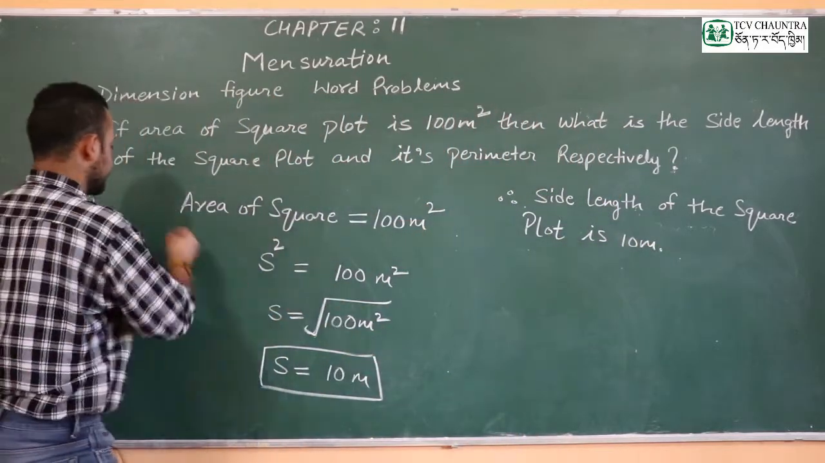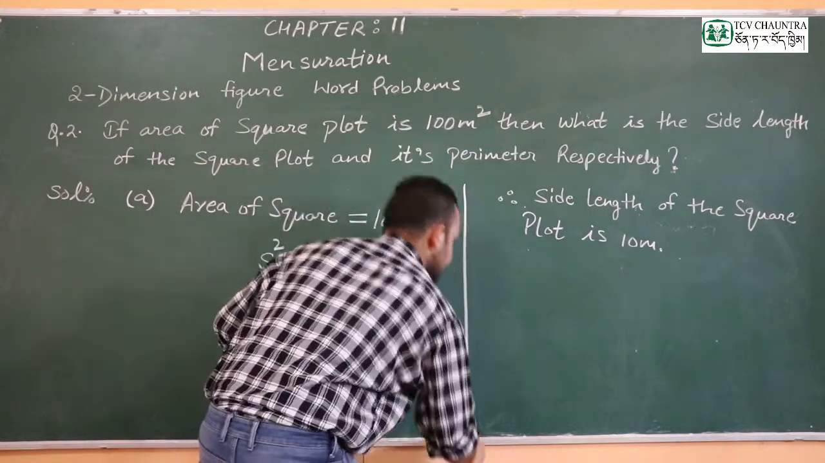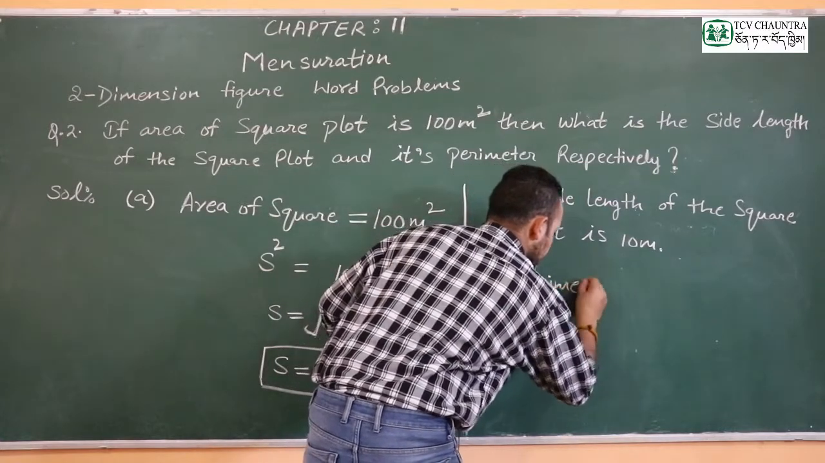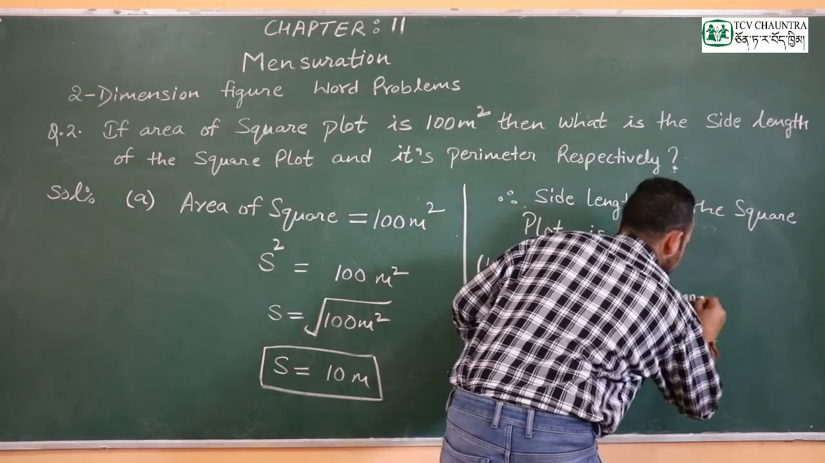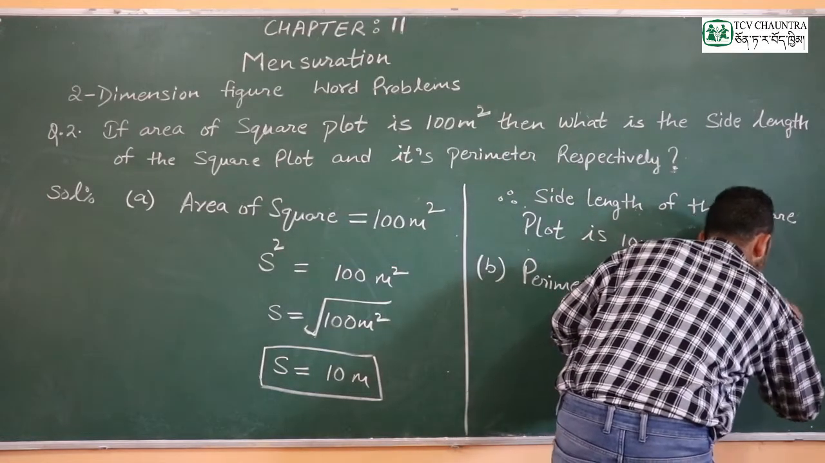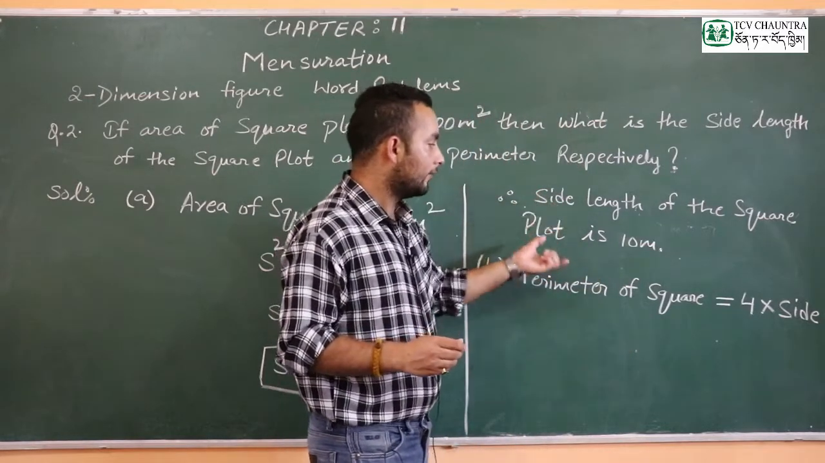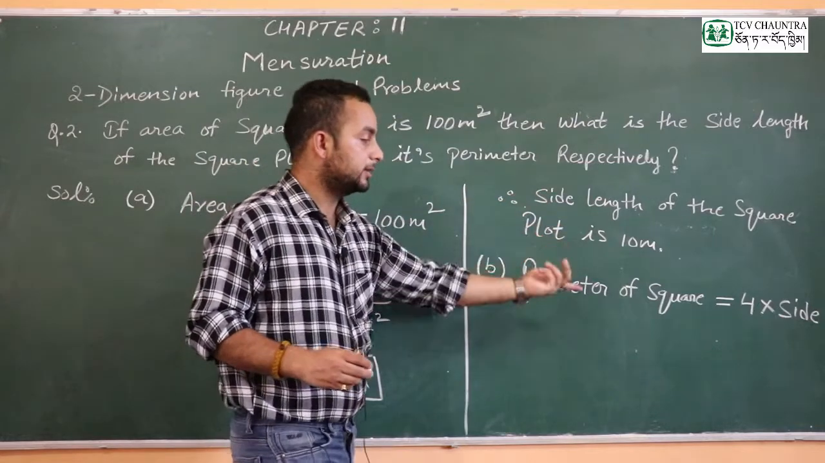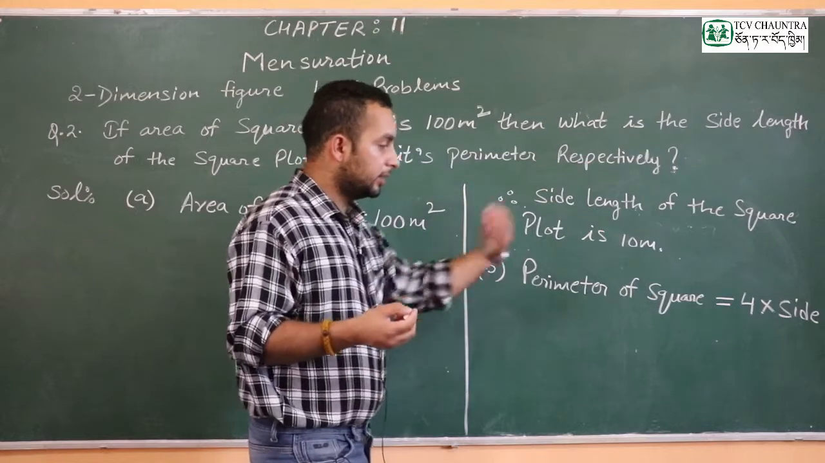This is your first answer, and in the second part you're going to find the perimeter of the square. The formula for the perimeter of a square is 4 times side. Here you will get the value of side. The side length of the square plot is 10 meters. We directly substitute this value in that formula.